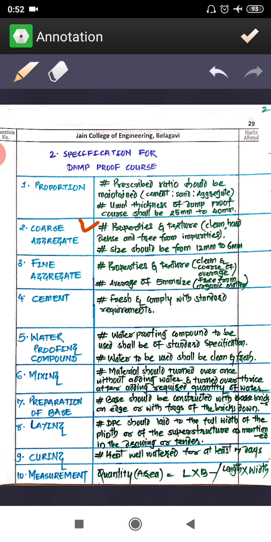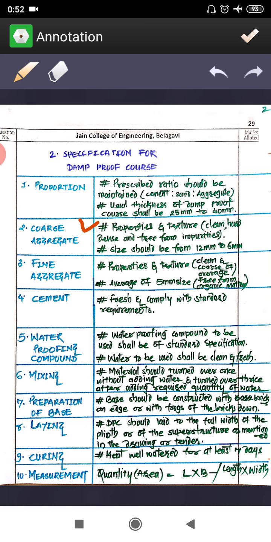The second item in the sequence is coarse aggregate, and here you have to write down the properties of coarse aggregate, how the coarse aggregate should be. For the damp proof course, we usually go for a size of 12 mm to 6 mm, and it should be free from all kinds of impurities, and it should be hard and dense, right? Those properties it should follow.